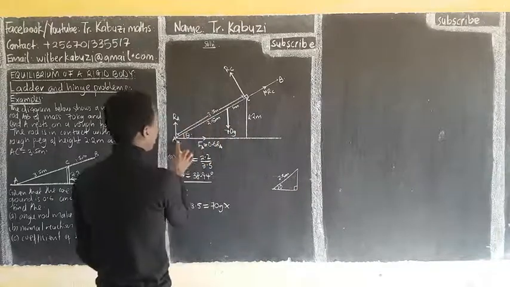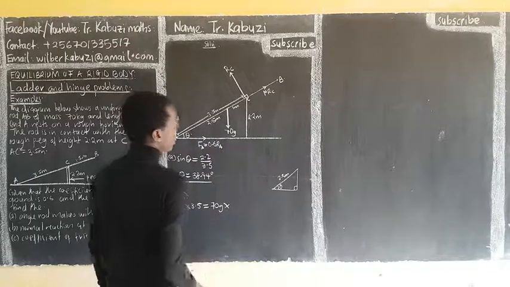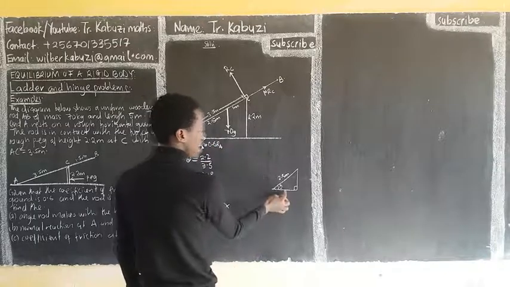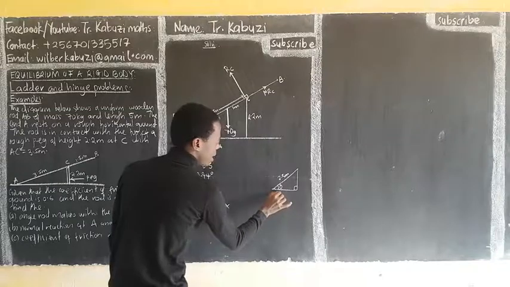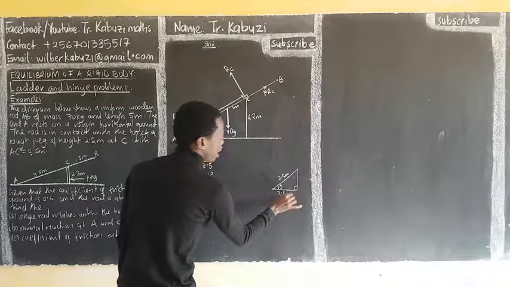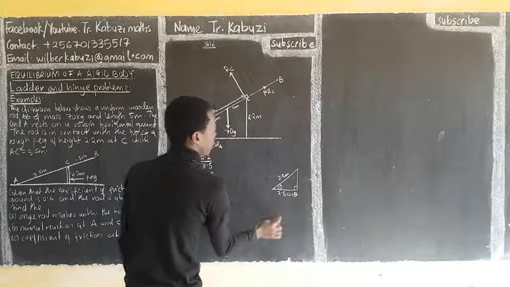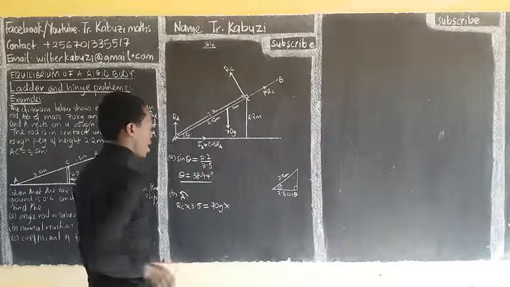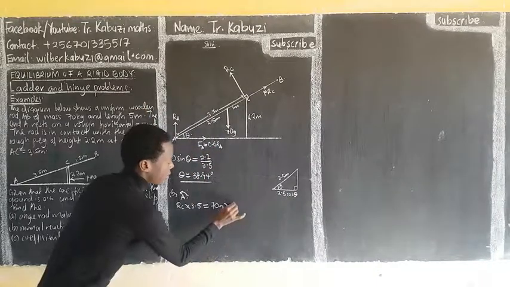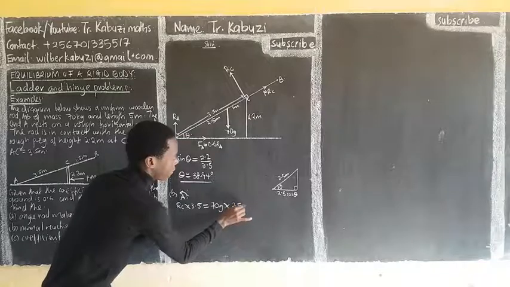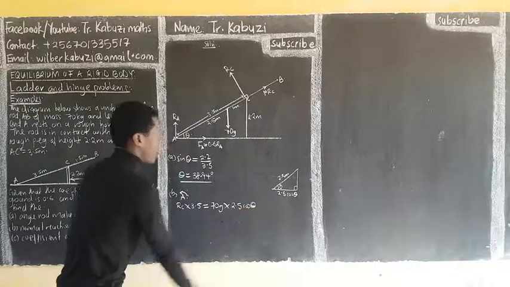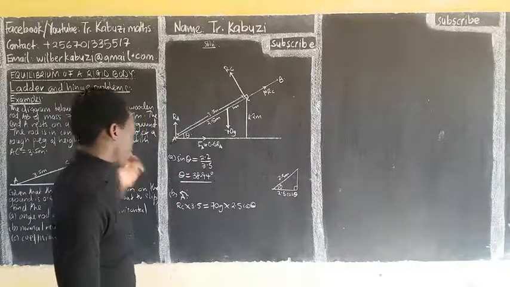Now I'm interested in getting from here up to here. So what is it going to be? This is adjacent, this is opposite, so it is going to be 2.5 cos theta. So from here up to here is 2.5 cos theta. Basically that's what we have.